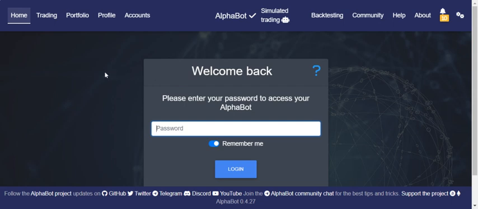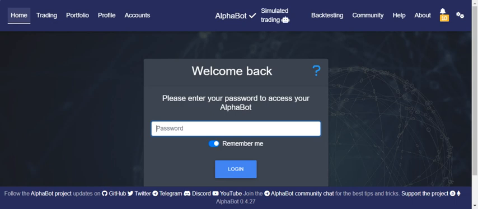AlphaBot is basically a bot which is used to create strategies according to your calculations, and those strategies will give you profit. And this bot is linked to your trading accounts, like if you have any account in Binance, KuCoin, or in any other exchange. So this bot will be linked with your account, okay, and then it will do trading according to your calculations and the given data, and then it will produce profit or loss for you, okay.